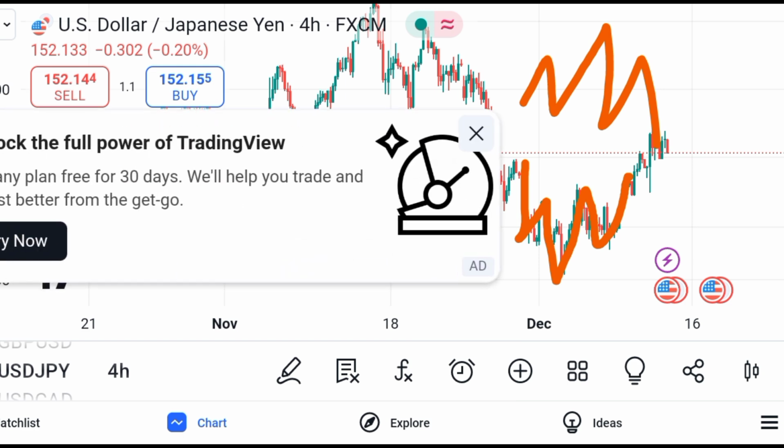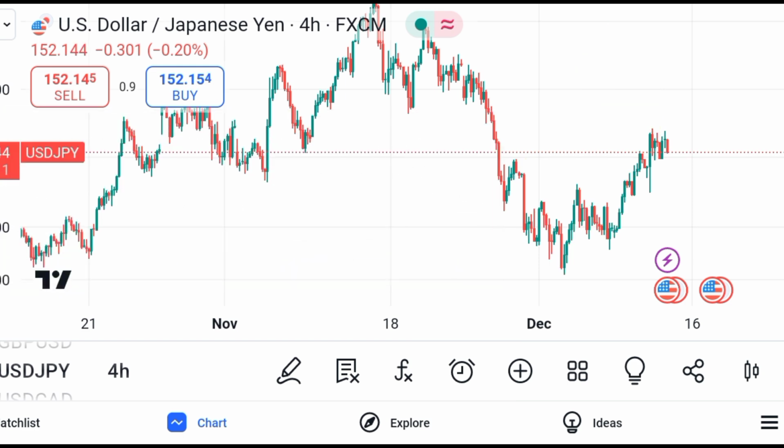So this was happening here, and it's happening in the 4-hour time frame, telling me that the market is now ready to start going up. All we have to do now is just get plugged in.